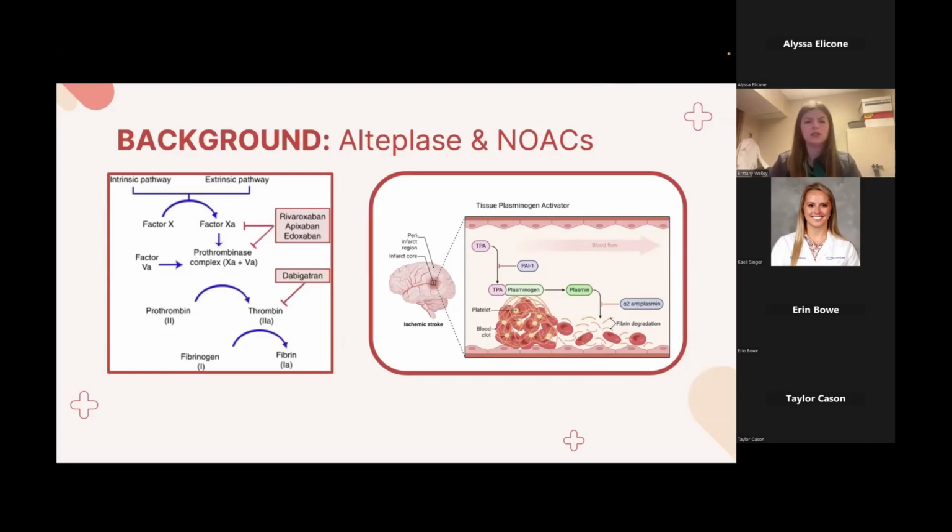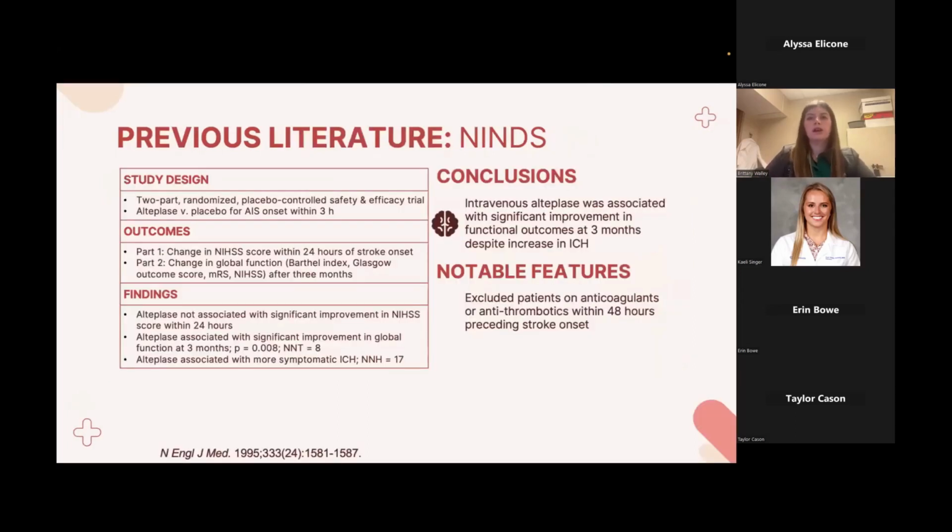But a question to think about is, what about our patients who've been on anticoagulants, they're adherent to their medications, and they still develop a stroke despite anticoagulant use? Maybe we're withholding medications in a population that could potentially have a lot of benefit from thrombolytics. So what do we know or not know, for that matter, about thrombolytic use in patients with a history of NOAC use?